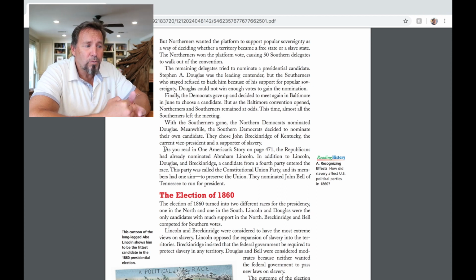And in reality, that's going to be why Lincoln wins. If all the Democrats had held together and voted together as one block, then whoever the Democrats would have chosen would have won this election. But the split of the Democrats is what allows Lincoln to win the election of 1860.